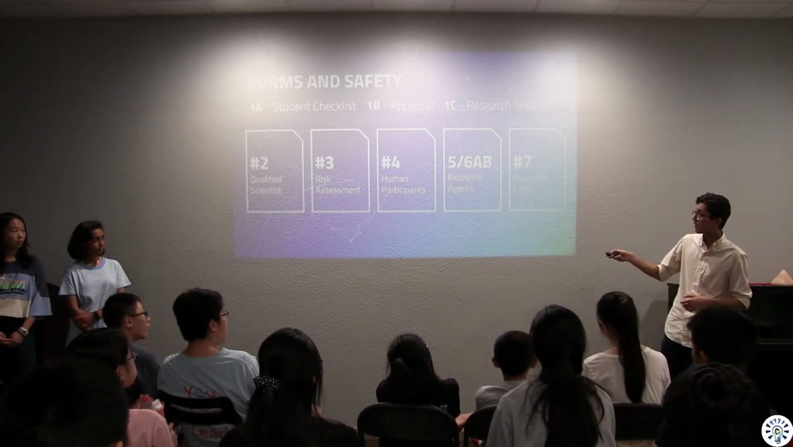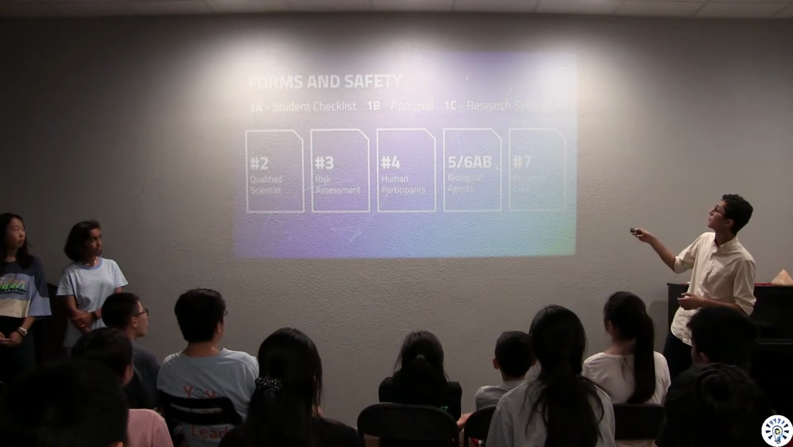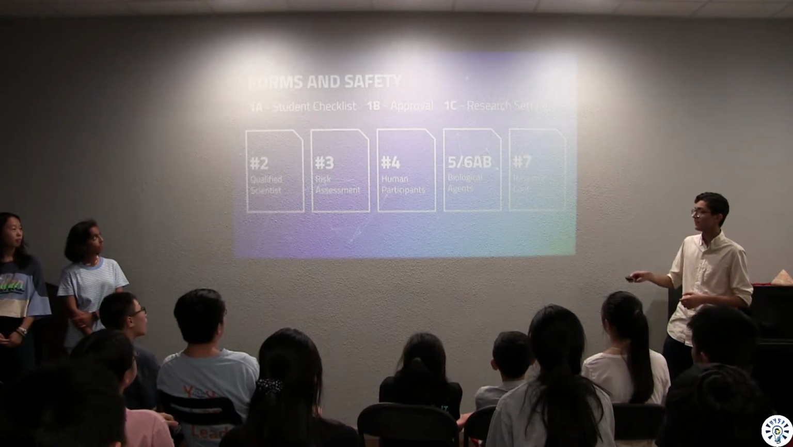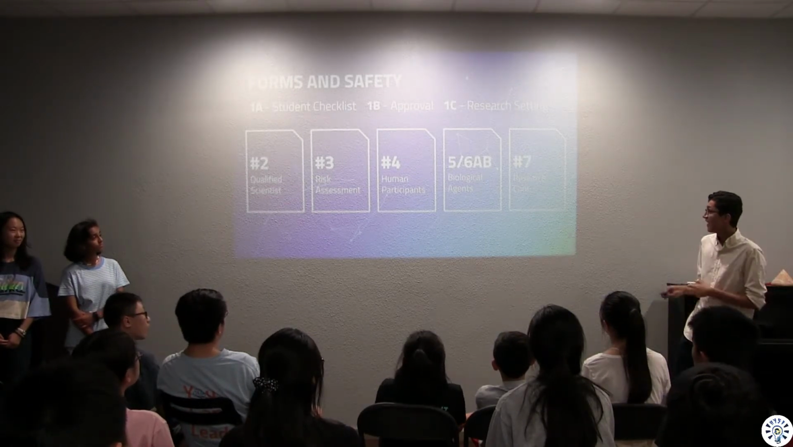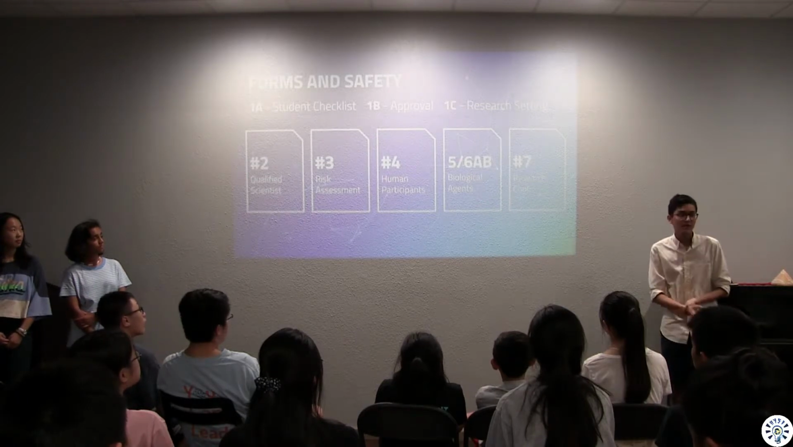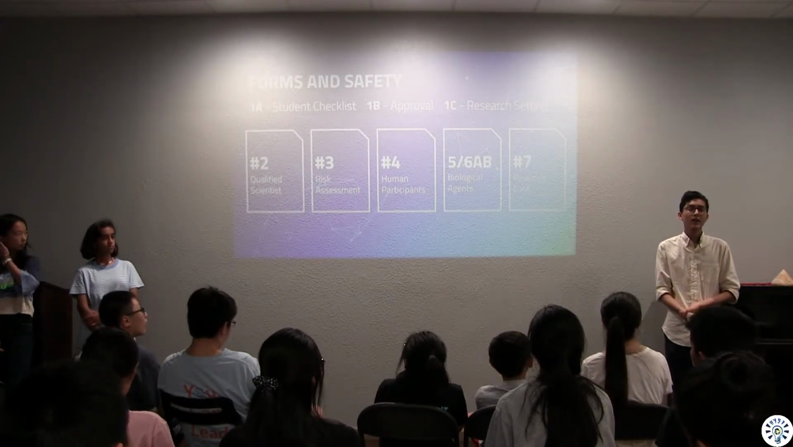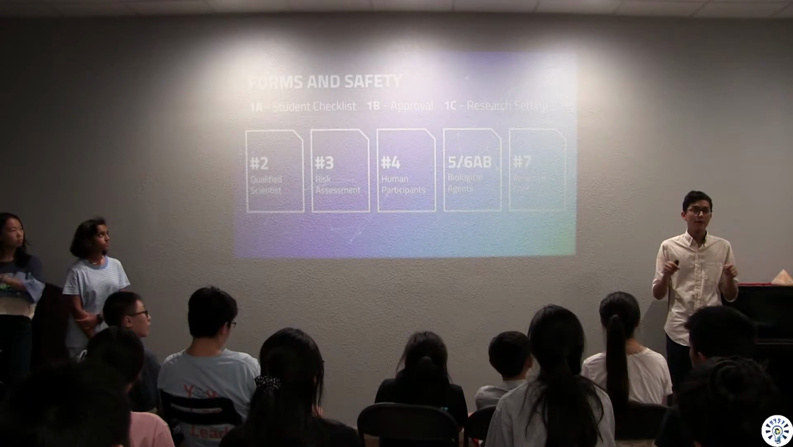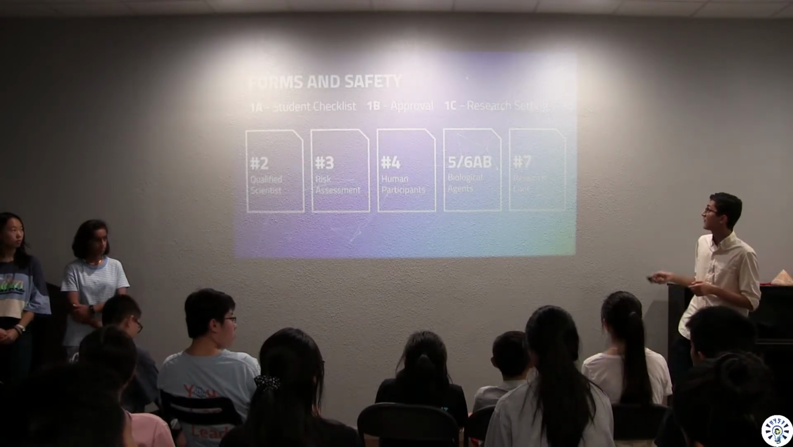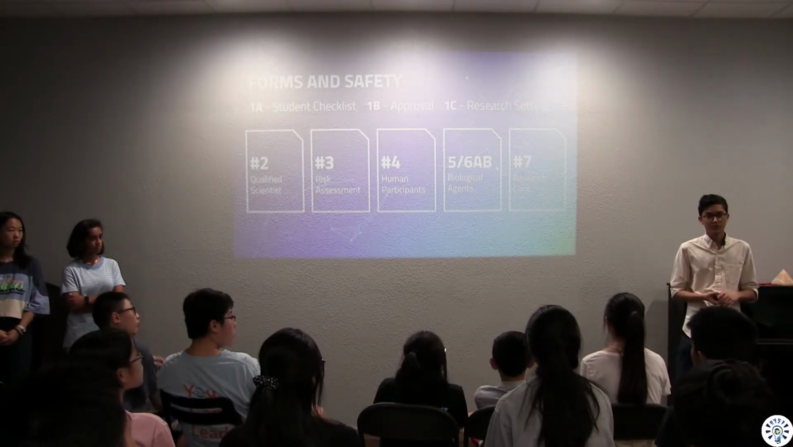It'll be probably number 4, number 3, number 2, 1C, 1B, 1A. But yeah, 5 and 6 is biological agents, so stuff like RNA, different types of microorganisms. And 7 is if you're doing a continuation of research.